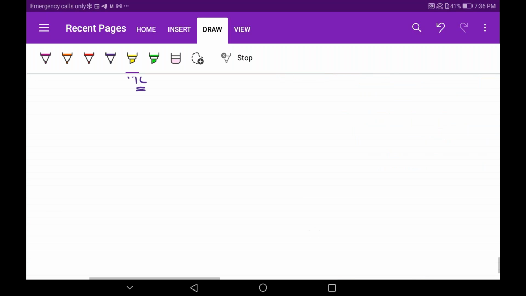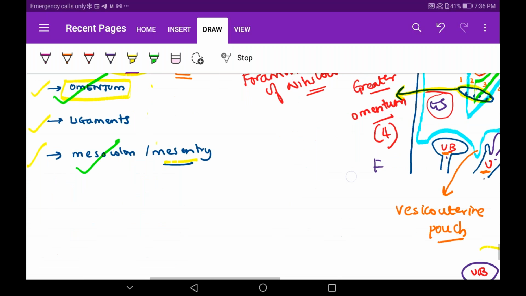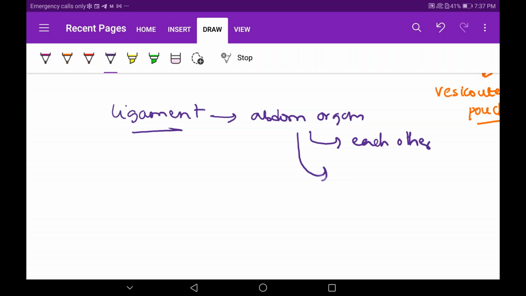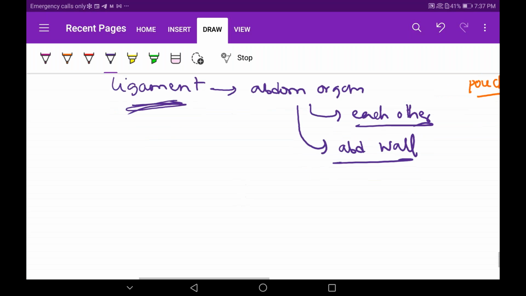Okay, now I've defined omentum. What does ligament do? Ligaments connect abdominal organs to each other, or they connect abdominal organs to the abdominal wall. When there is a peritoneum layer connecting two organs to each other, or one organ with the abdominal wall, we will give a name as ligament. So for example, there are three types of ligaments. Important ones are three, more are there. For now, I'll just name the three ligaments.